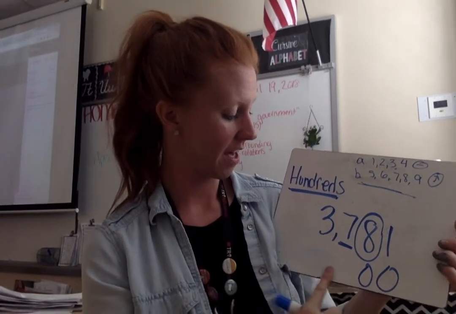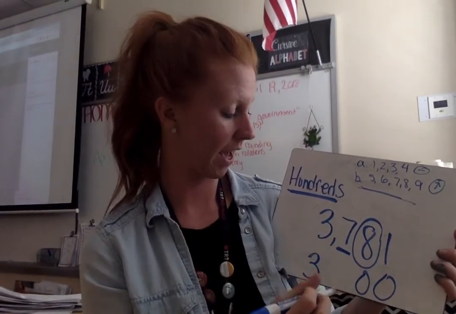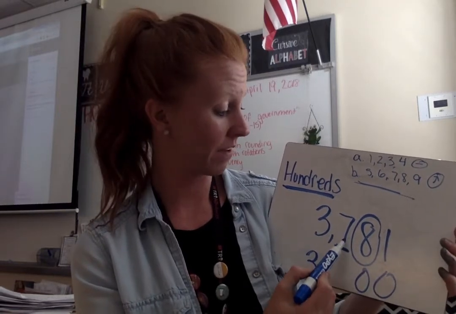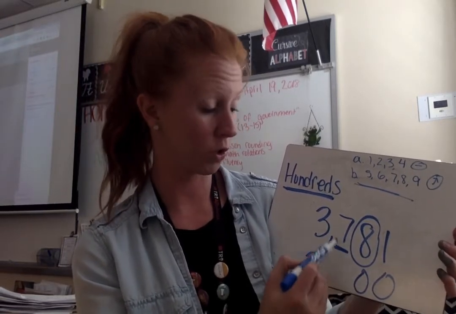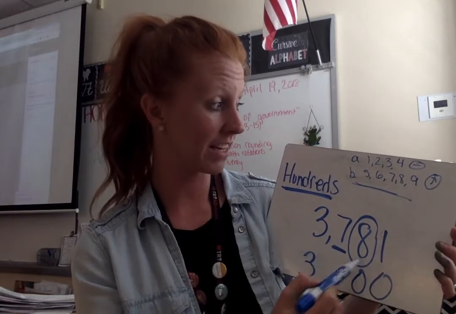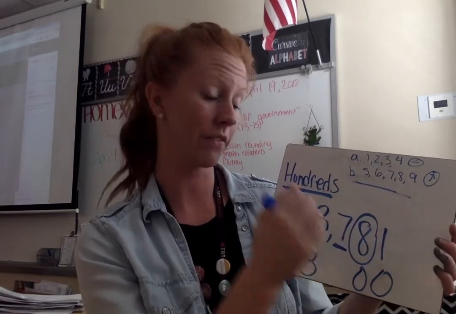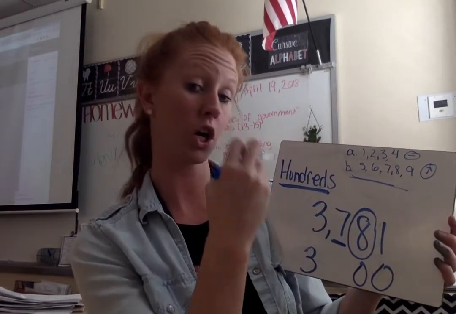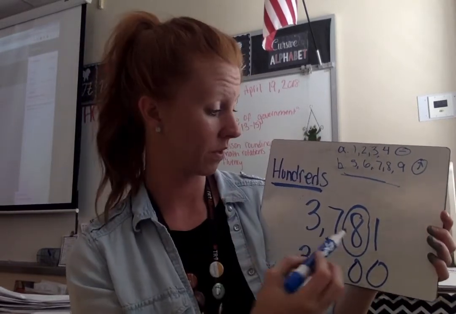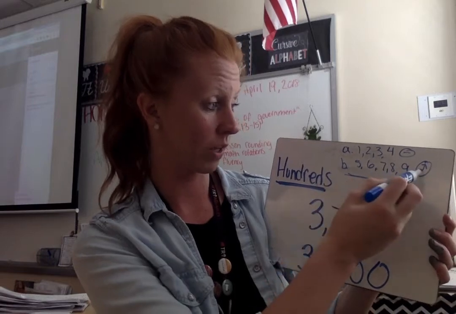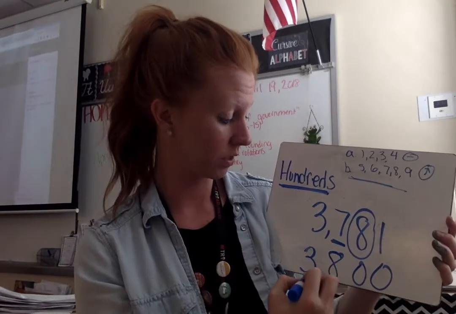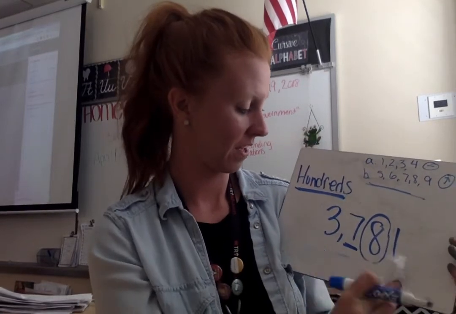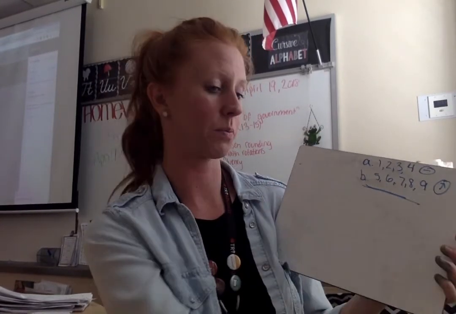Just looking at the underlined number, the 7. Here we have the 8 as the boss. It tells us what to do with the 7. If the 8 is 4 or less, the 7 is going to rest. If the 8 is 5 or more, the 7 is going to go up 1 and raise the score. The 8 is over here, so the 7 is going to go up 1 to an 8. So it's 3,800.